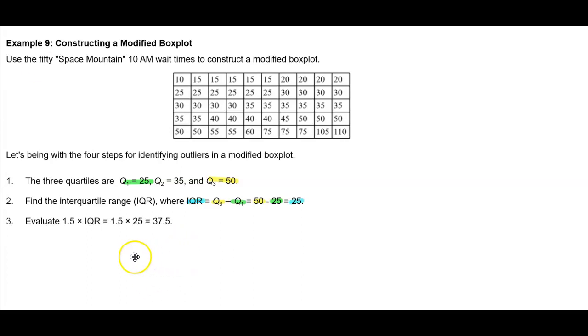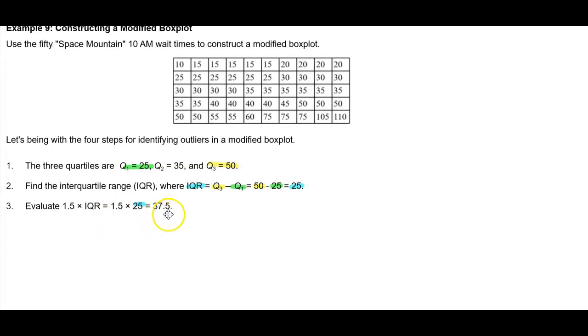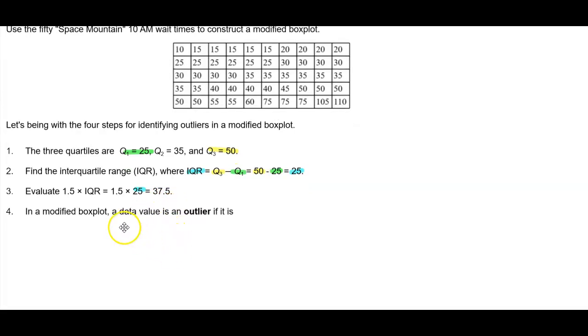Okay, now what we're going to do is evaluate. We're going to take 1.5 and multiply it by the interquartile range. Remember, the interquartile range is 25. So if we take 1.5 and multiply that by 25, we end up getting 37.5. Now, in a modified box plot, a data value is an outlier if it is the following.